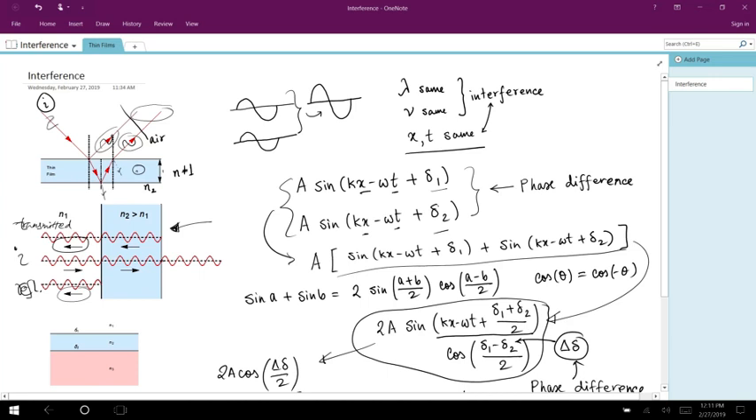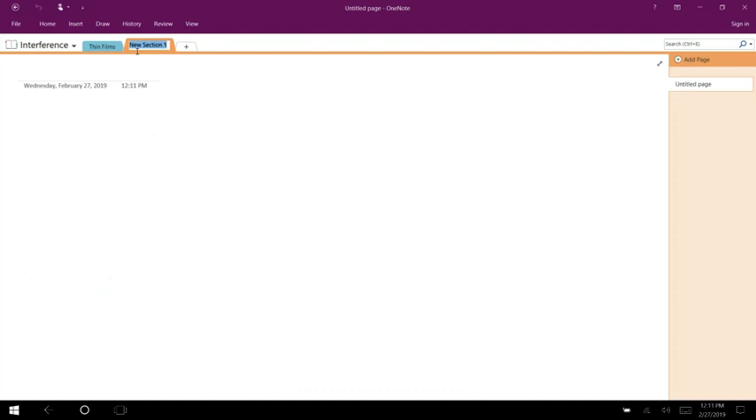Okay, so let me make a different section. We will call this section phase difference due to path difference. Okay, so that's going to be our topic, and we'll talk about the phase and path relationship. Okay, so let's take a look at the phase versus path relationship, right? And we will just talk about the phase.